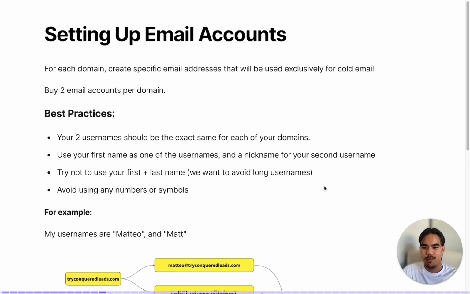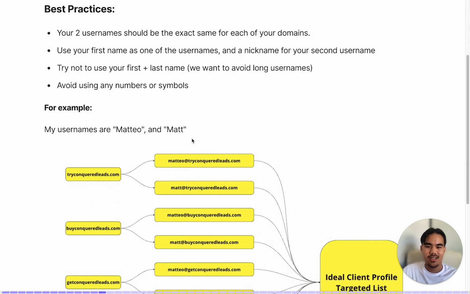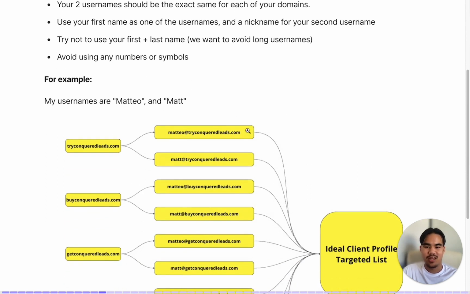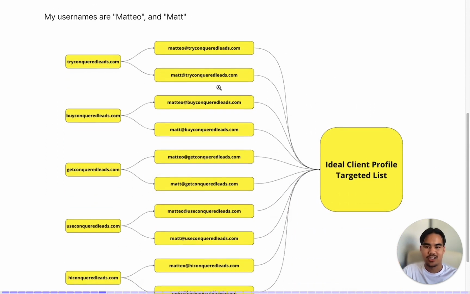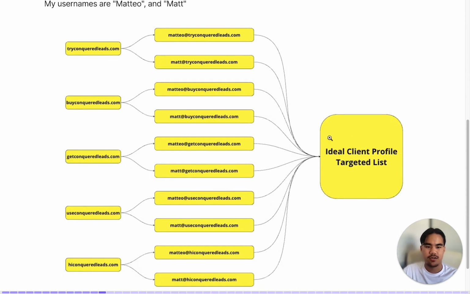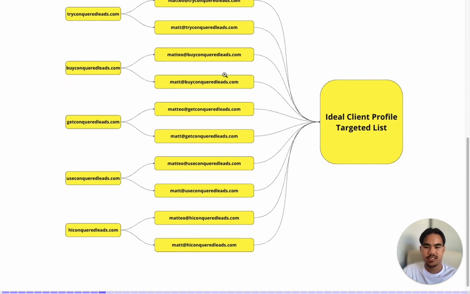So, for example, my usernames are Matteo and Matt. No one actually calls me Matt in real life, but I'm just using it for the sake of the username. And this is kind of how it should look like once you set it up. So here are your domains, and here are your email usernames.